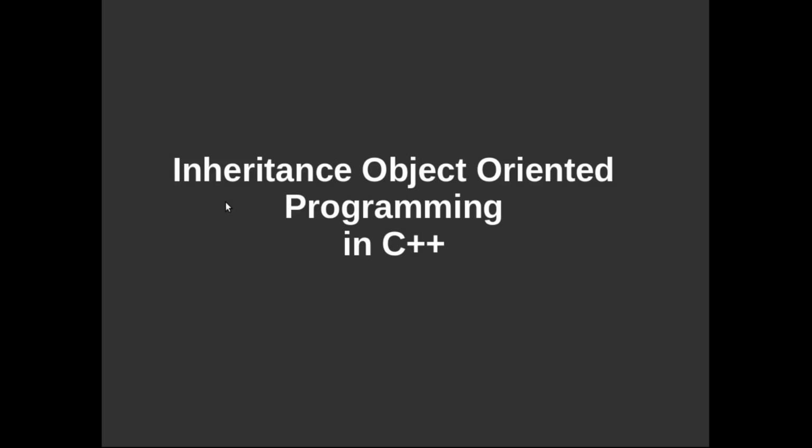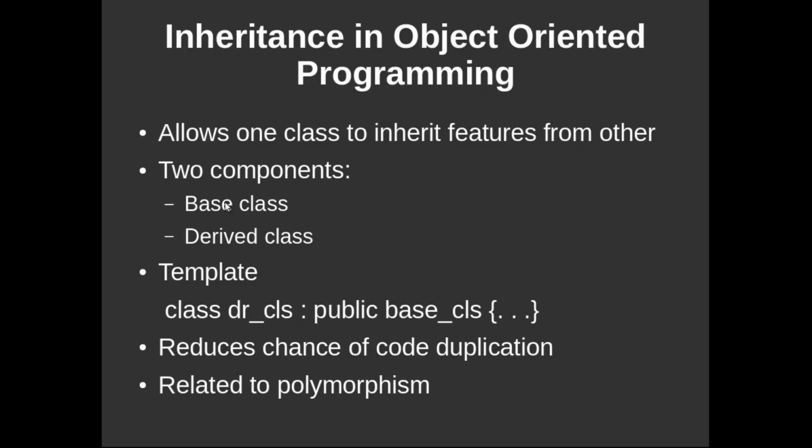Hello everyone. In this video, we'll discuss the concept of inheritance in object-oriented programming. Inheritance is one of the key features in the context of OOP, or object-oriented programming. This allows one class to have the properties of another class without replicating the same block of code that does a similar function.